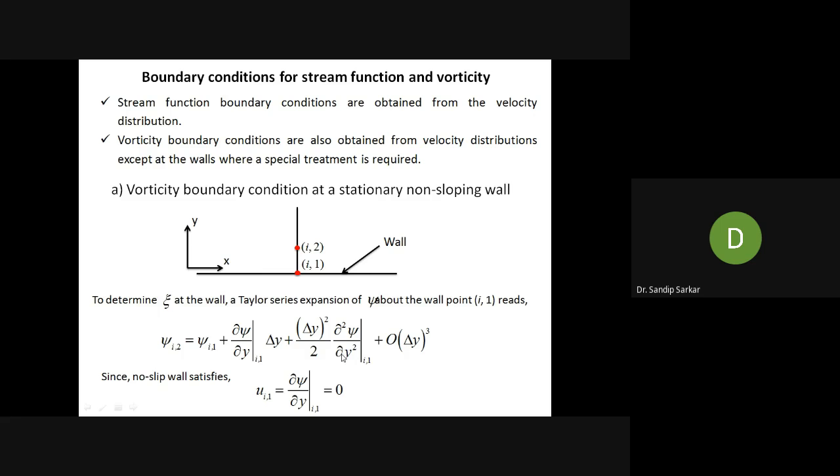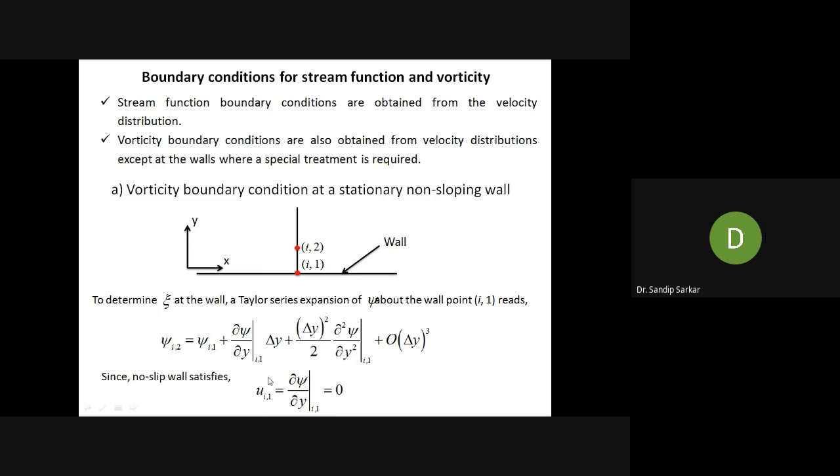Now the wall is no slip, so the velocity is 0. That is, the velocity at point I1 is 0. If it is 0, what do you mean by U? U is del psi del y. So del psi del y at point I1 is 0.